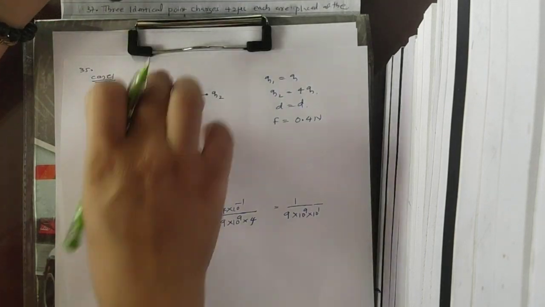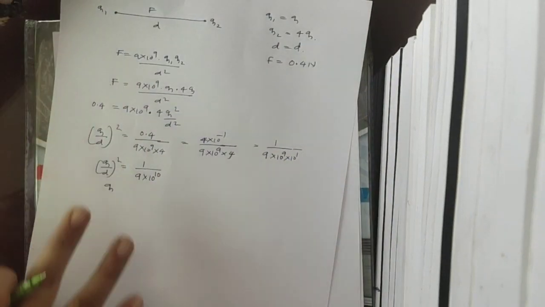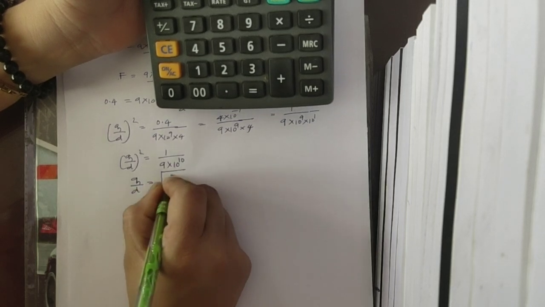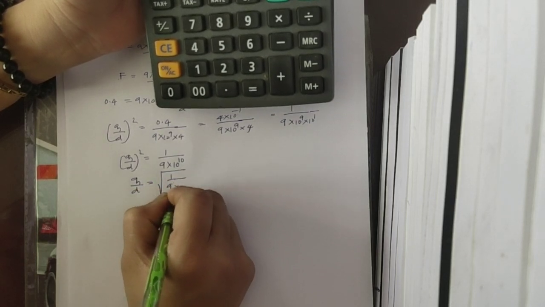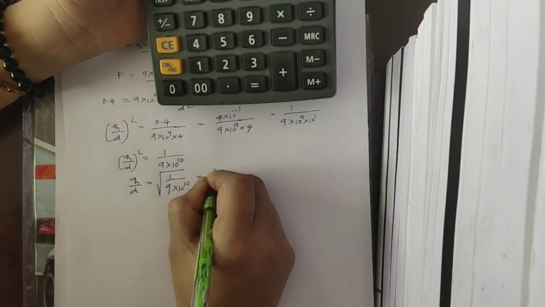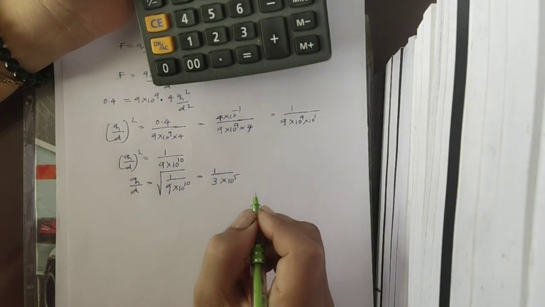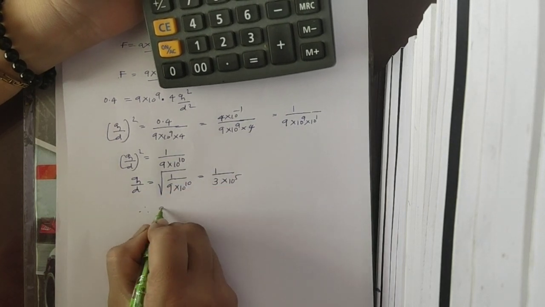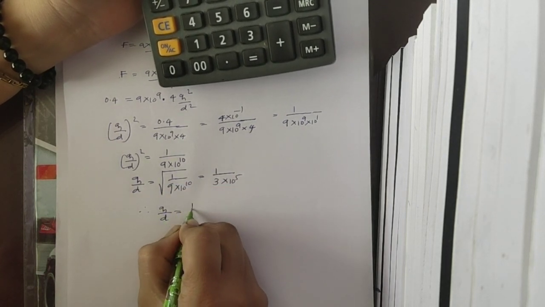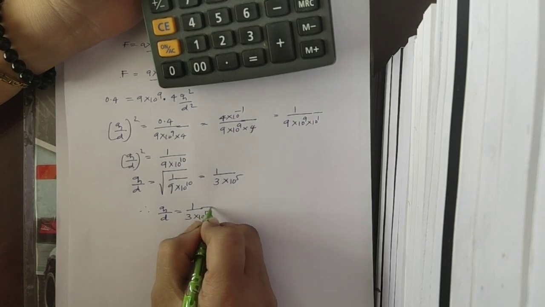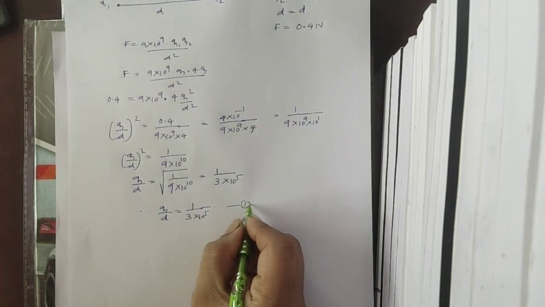Q divided by D equals the square root of 1 divided by 9 into 10 to the power 10. So it will be 1 by 3, and the square root of 10 to the power 10 is 10 to the power 5. So Q divided by D equals 1 divided by 3 into 10 to the power 5. This is equation 1.